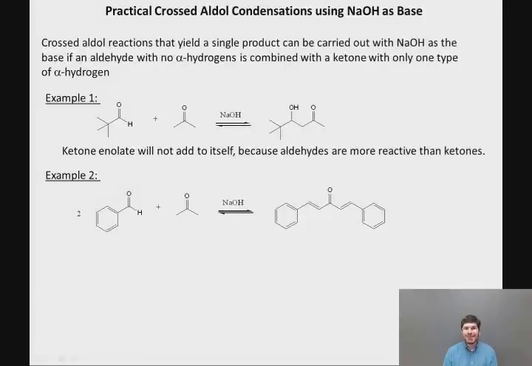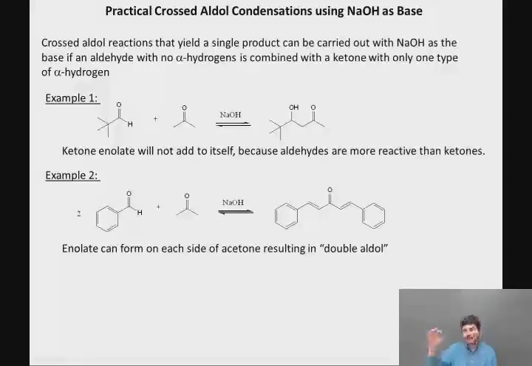As a second example, if you take 2 molecules of benzaldehyde and react it with acetone and add NaOH, you actually get this interesting molecule here that's called dibenzylideneacetone. So in this case, the enolate can form on each side of acetone. Again, if you look at the product of the first reaction in example 1, that still has a CH3 on the other side of the carbonyl. There is nothing to stop that from getting deprotonated by NaOH and adding to another molecule of aldehyde other than the aldehyde being all gone.